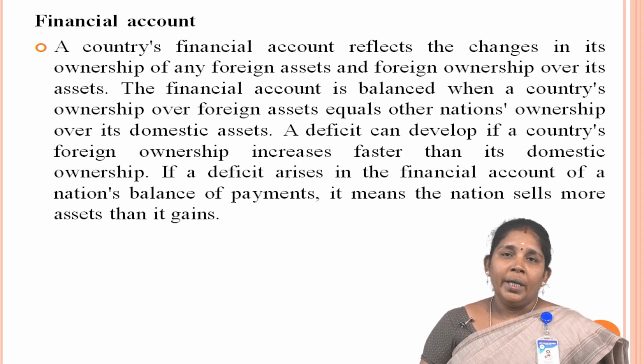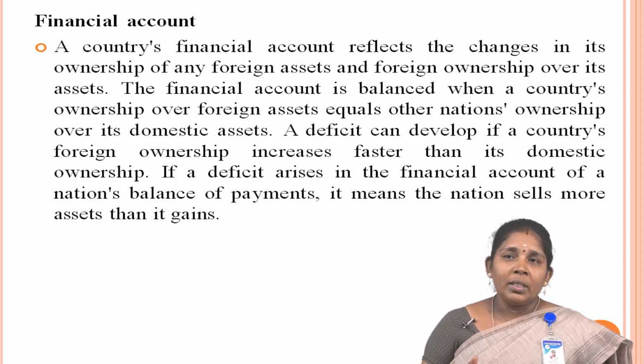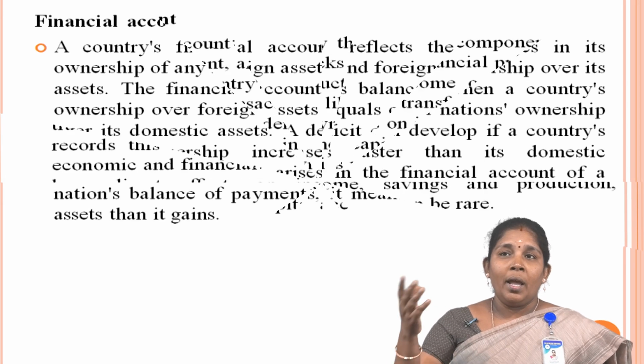Now, financial account. A country's financial account reflects the changes in the ownership of any foreign asset and foreign ownership over its assets. The financial account is balanced when a country's ownership over foreign assets equals other nations' ownership over its domestic assets. A deficit can develop if foreign ownership increases faster than domestic ownership. A deficit arising in the financial account of a nation's balance of payment means the nation sells more assets than it gains.